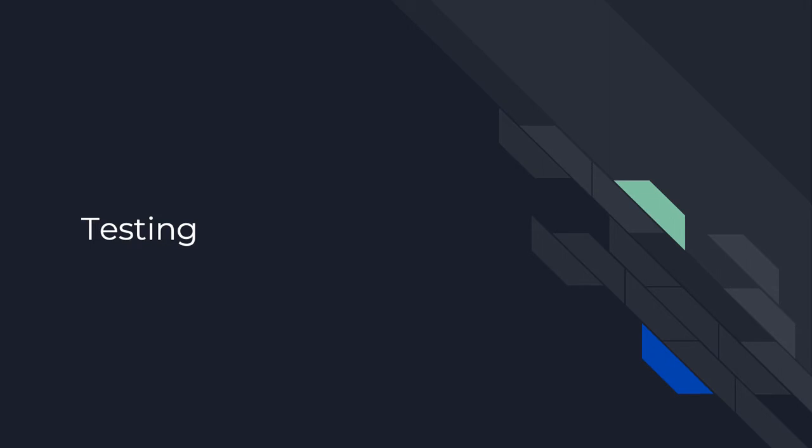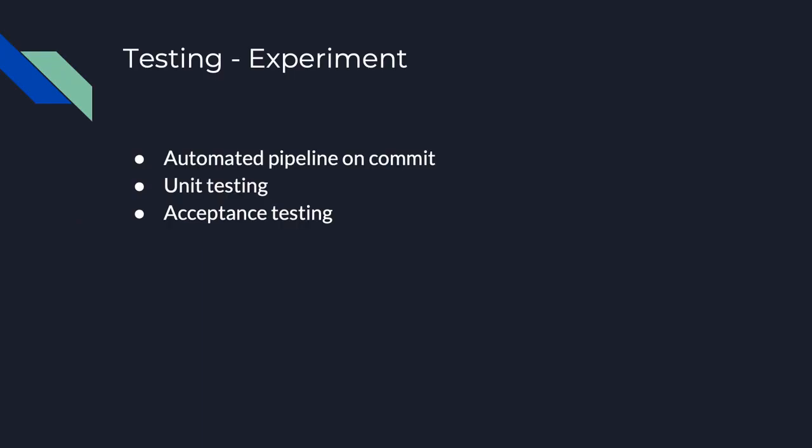So Liang and I will quickly talk about the different types of testing that we did. For the experiment side, we had an automated pipeline on commit, which ran our different unit tests, and we also had different acceptance criteria for the user stories.